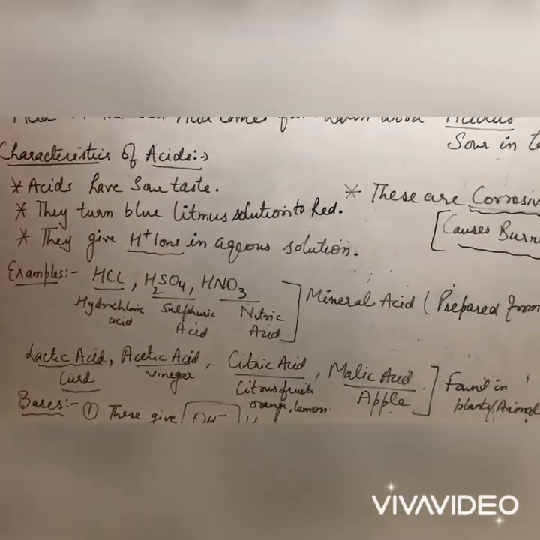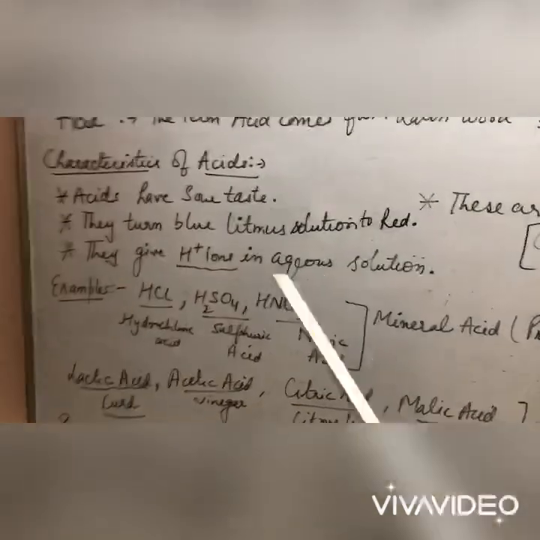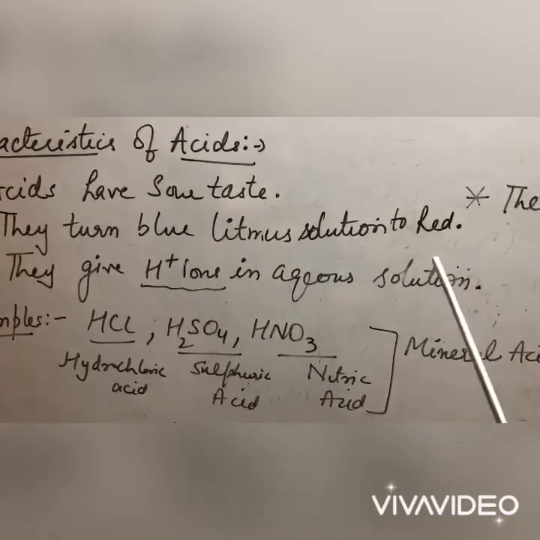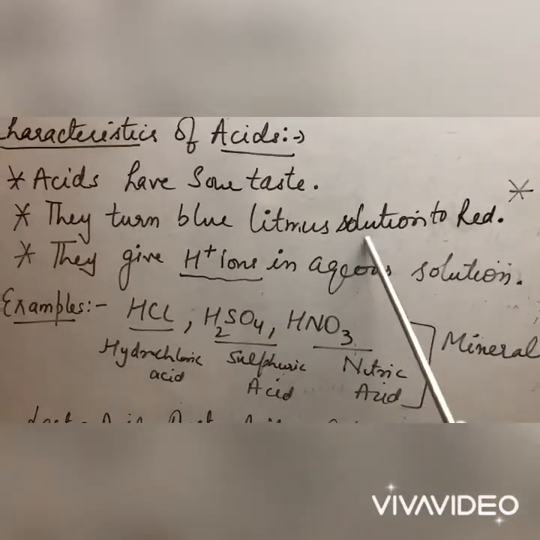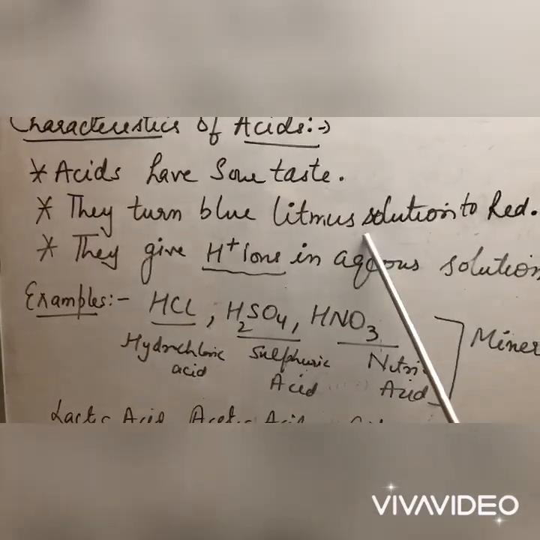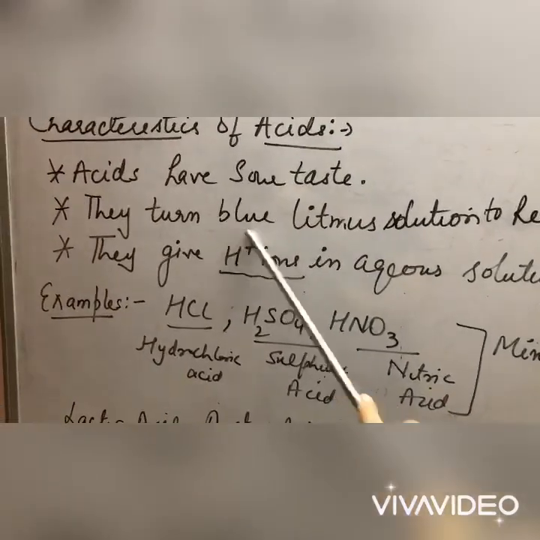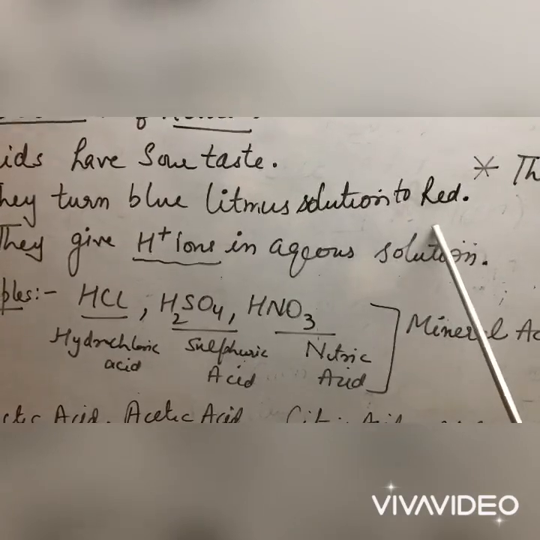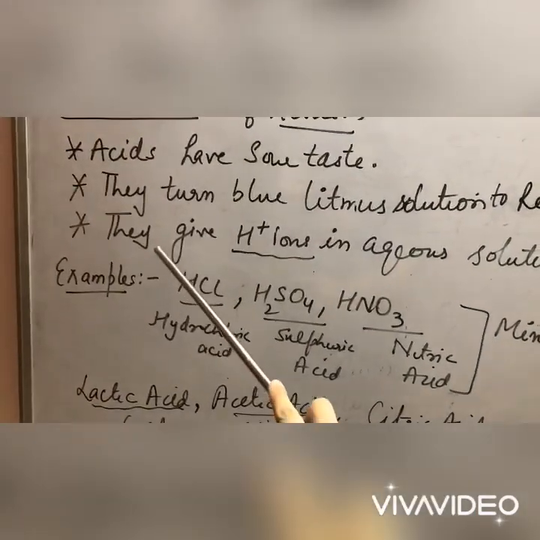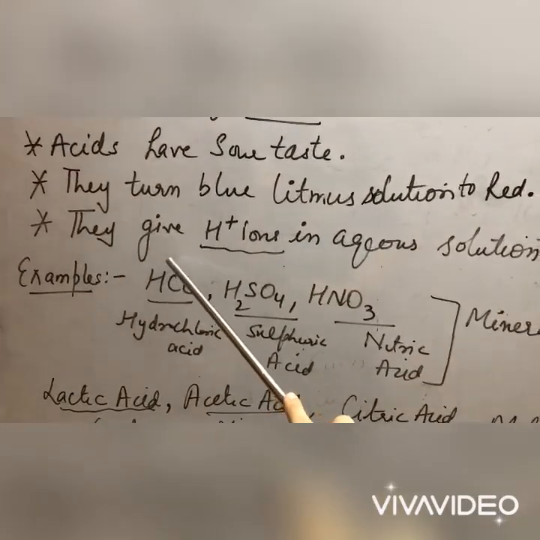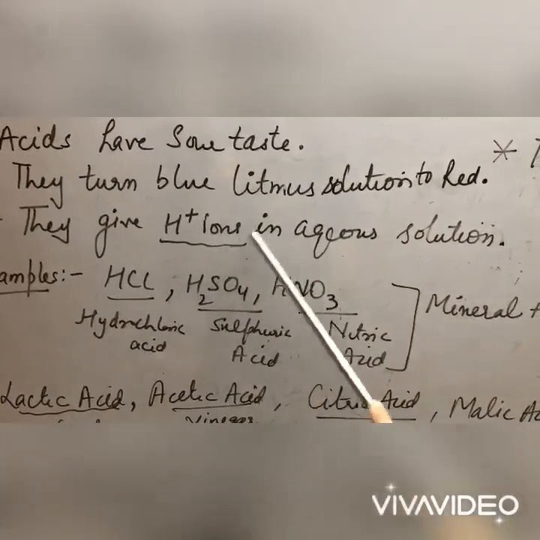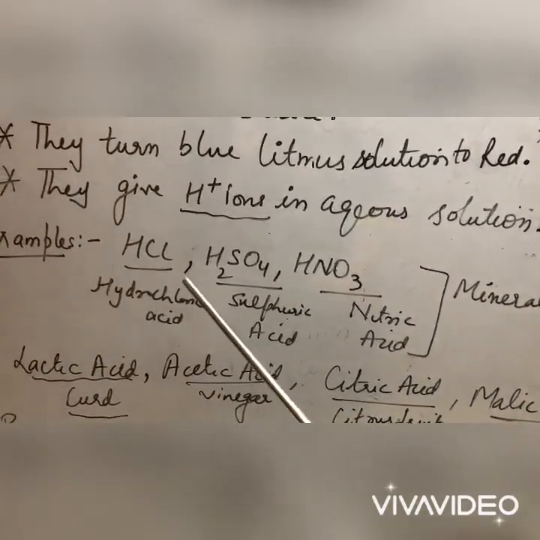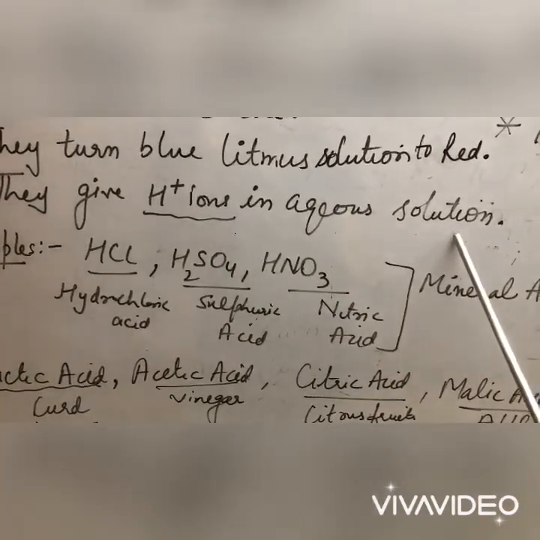And what are the main characteristics of acids? That means acids have which taste? They are sour in taste. Okay, they turn blue litmus solution to red color. What is a blue litmus solution? This is an indicator by which we can check whether a substance is acidic or basic. Whenever you are using the blue litmus solution, if it is an acid, the solution will turn into a red color. Okay, and very important, the property of the acid is they give H positive ions in the aqueous solution. That means they release H positive ions whenever they are dissolved in the aqueous solution. Aqueous solution means that the solution is prepared in water.